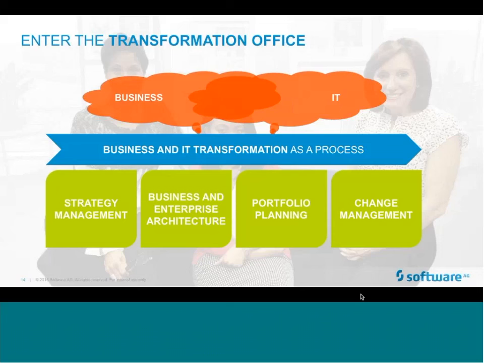Now, these transformation offices typically report into a COO. They typically own part or all of the transformation budget, and they have a specific governance and reporting structure that enables them to drive the transformation.